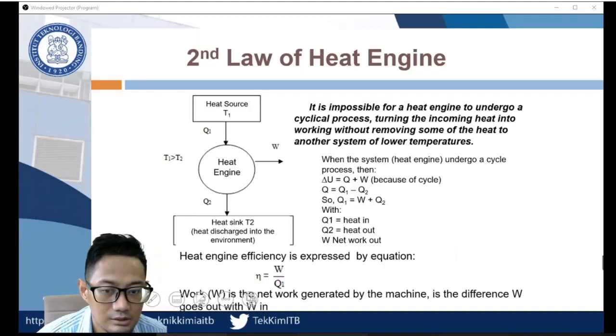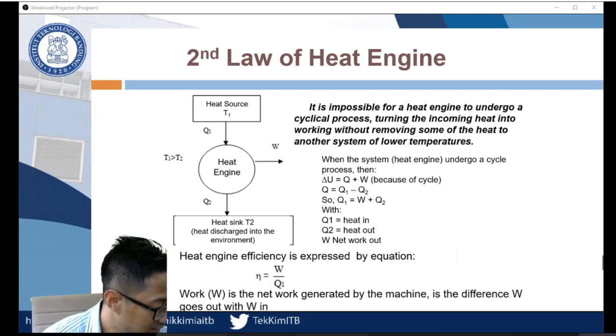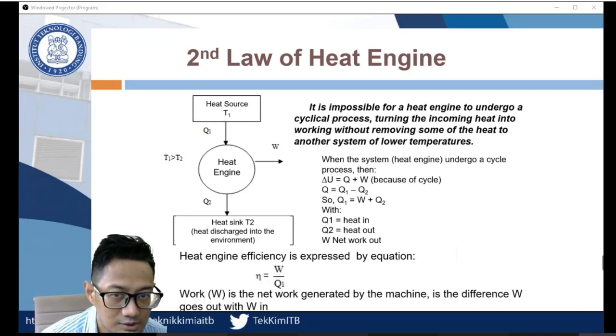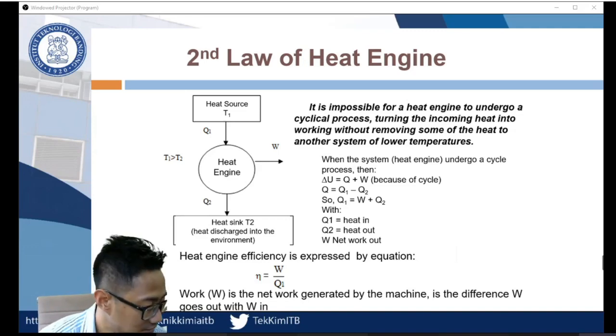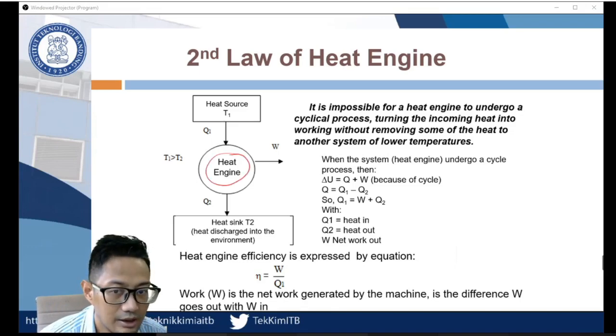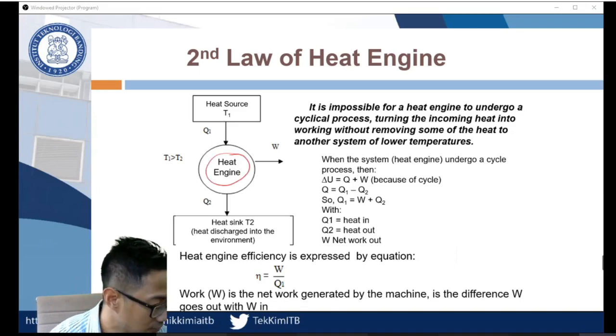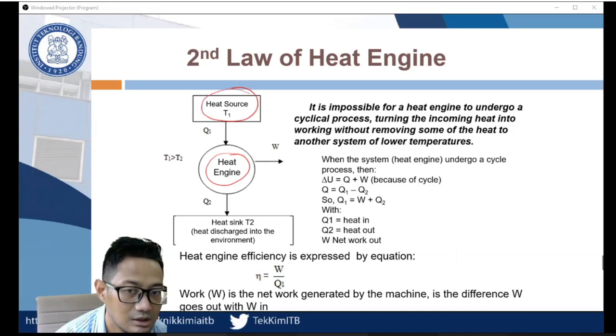So this is the basic idea from the second law of thermodynamics. There will be two different parts. The first one is the heat engine, the second one is the heat pump. This is the schematic diagram for the heat engine. Let's say you have the heat engine in the middle, and then you have a heat source at a certain temperature, in this case T1.